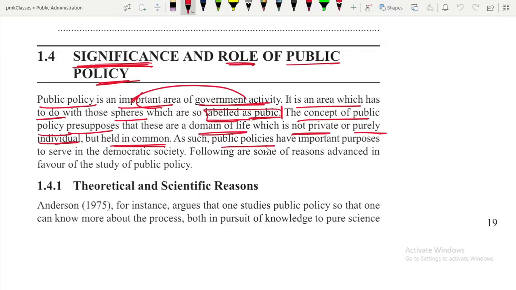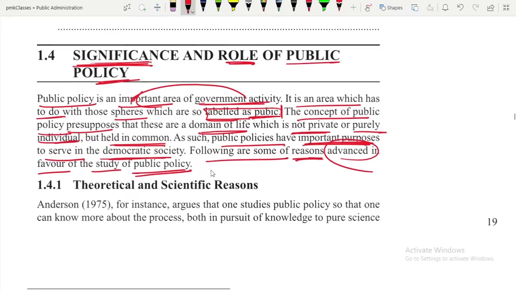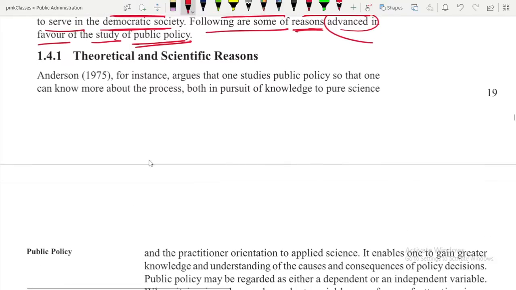So as such public policies have an important purpose to serve in the democratic society. Okay, following are some of the reasons advanced in favor of the study of public policy. So why public policy is so important, we will discuss one by one. So, theoretical and scientific reason.